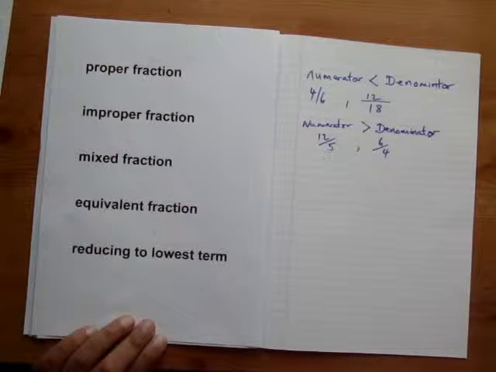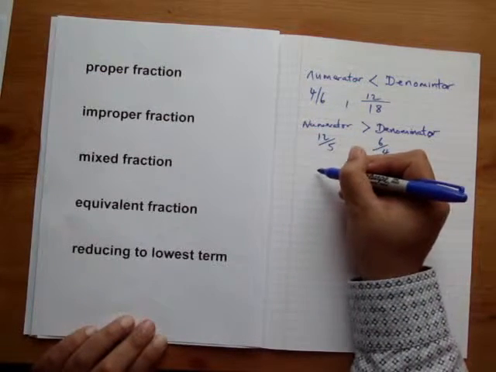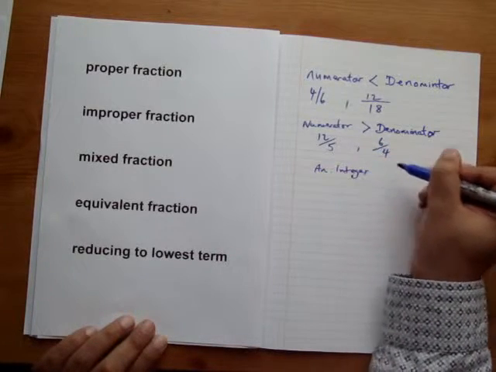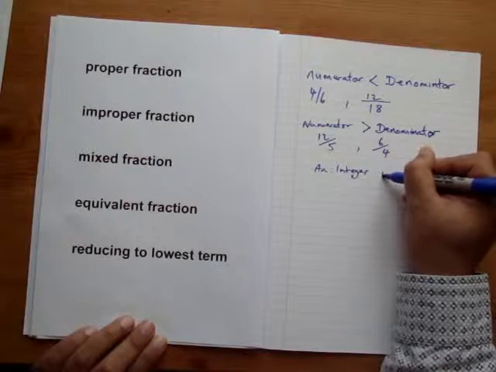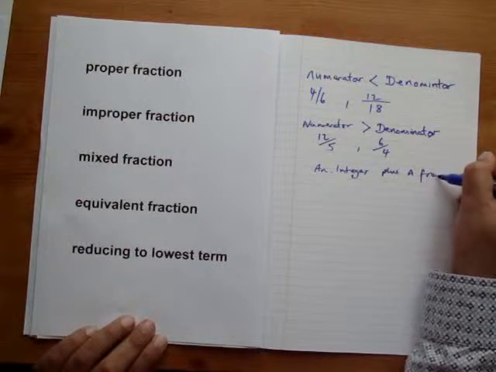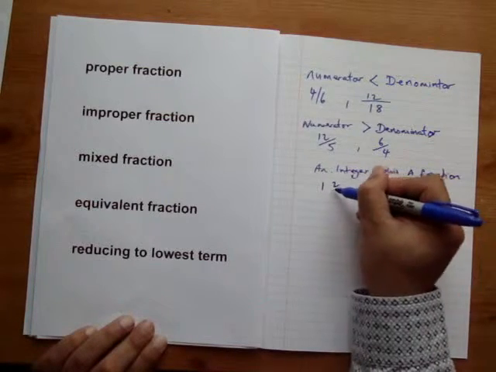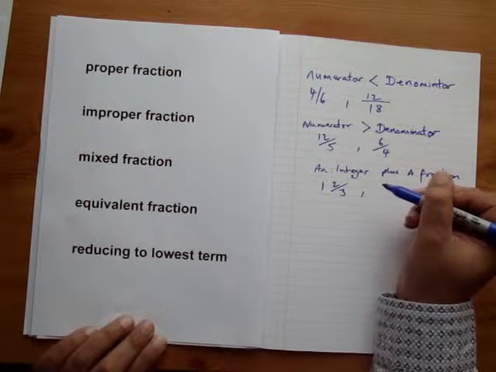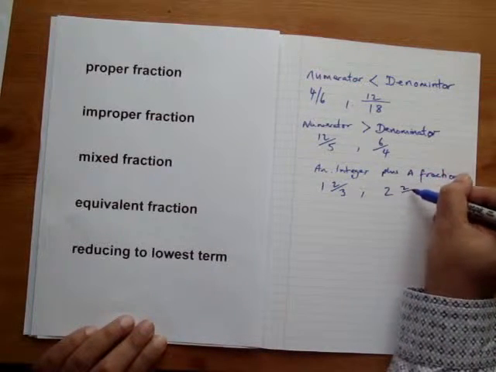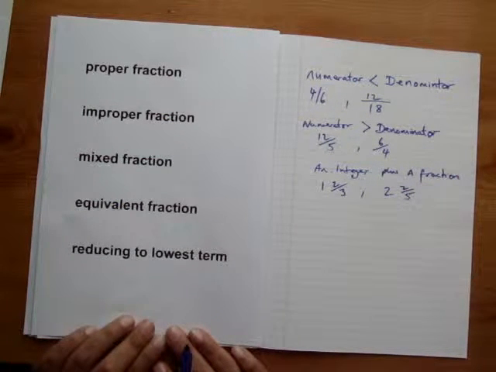So what do we mean by a mixed fraction? A mixed fraction has the form of an integer or a number, and also plus a fraction. So for example, 1 2/3 or 2 2/5. Both those are mixed fractions.